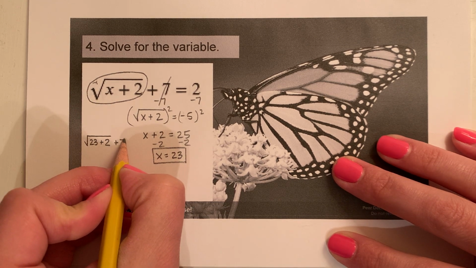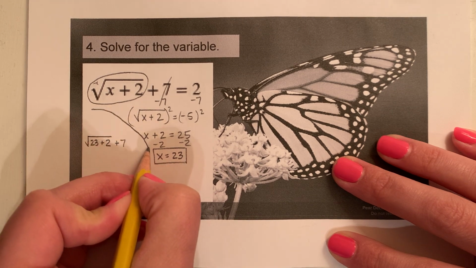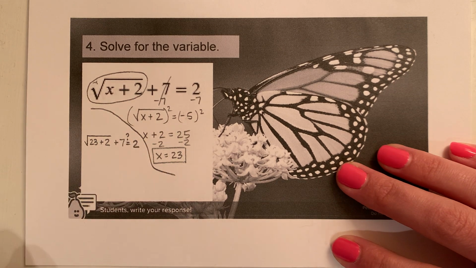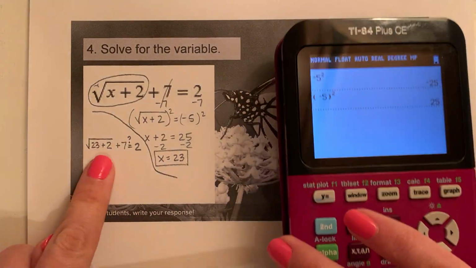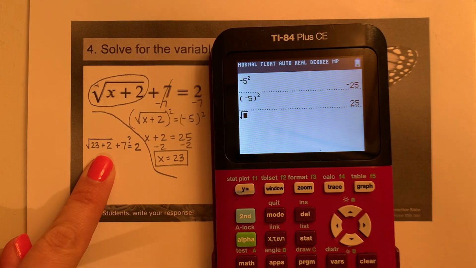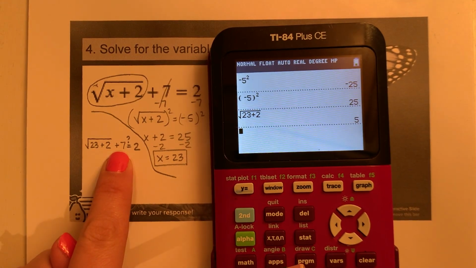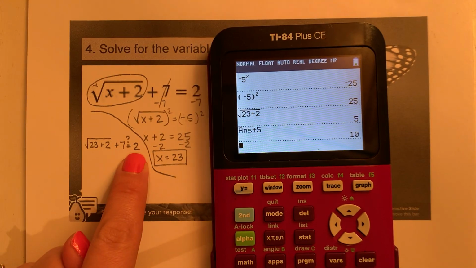Okay, just like that. And then the plus 7 is outside of the radical, and I'm wondering, does all of that equal 2? Okay, so in my calculator, I'm going to do the square root of 23 plus 2. I'm going to go ahead and press enter, and then I'll add 7. I do not get 2.